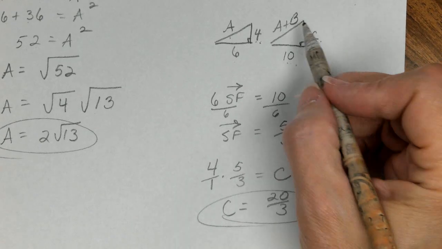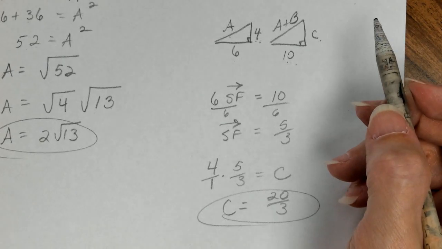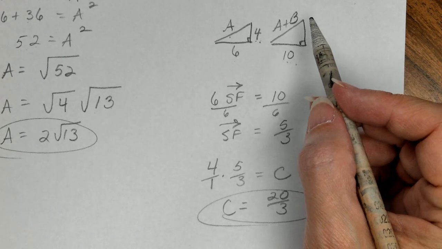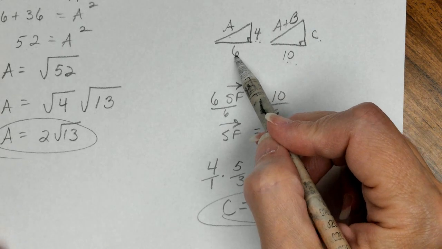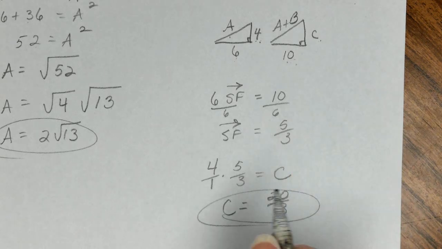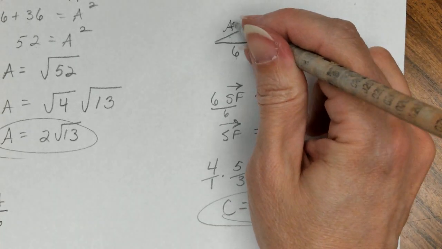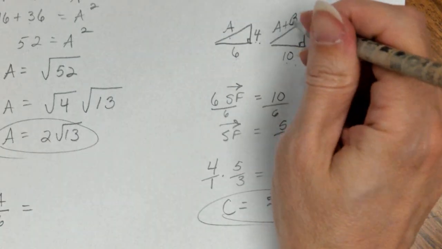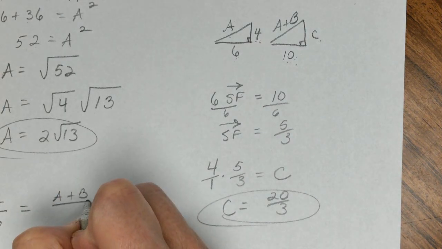Okay, to get B, we're going to have to use this hypotenuse, which really is A plus B. And I'm going to do a proportion for this one, even though I already know what the scale factor is, just to demonstrate that. So we could have A over 6 equals A plus B over 10, which I'm going to go ahead and write here. A over 6, hypotenuse over bottom, equals hypotenuse over bottom of the other triangle, A plus B over 10.